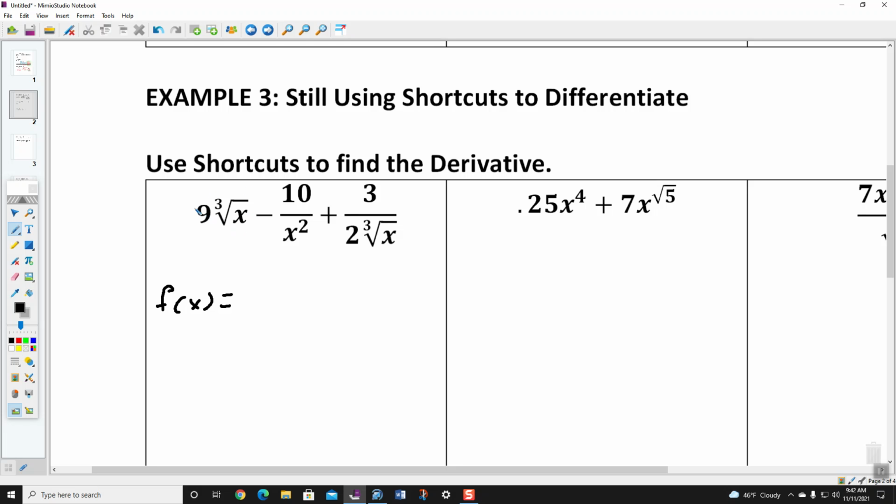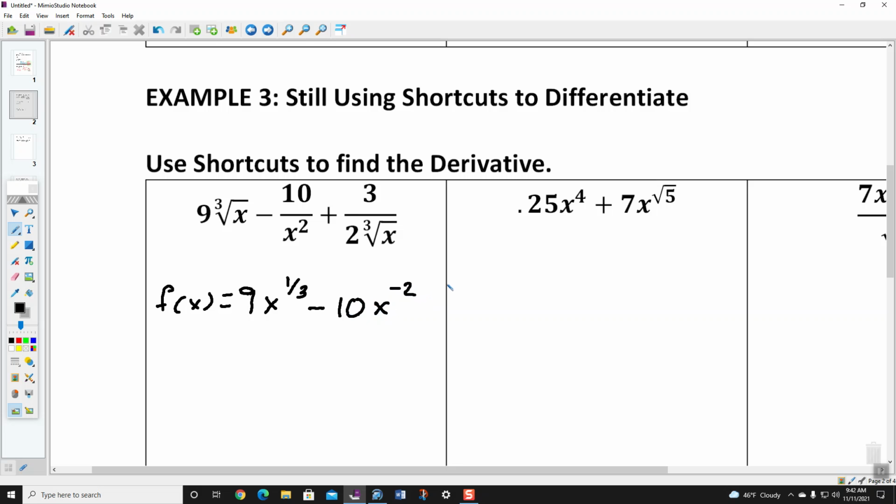This cube root of x, I could probably call that x to what power? Did I hear somebody say 1/3? Call this 9x to the 1/3 to start. Everybody agree with that? Yeah. Okay, how about that 10 over x squared? How can I write that so that x squared's up top? 10x to the negative second. Say it louder for me. 10x to the negative second. Okay, good. 10x to the negative 2. Do we all agree with that?